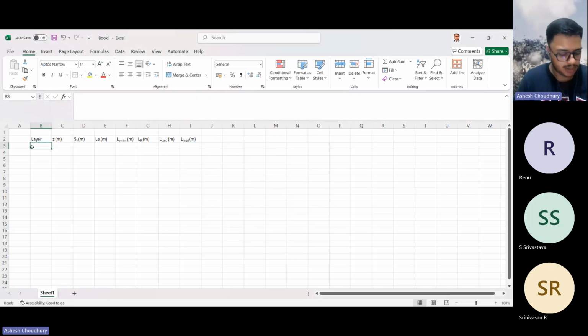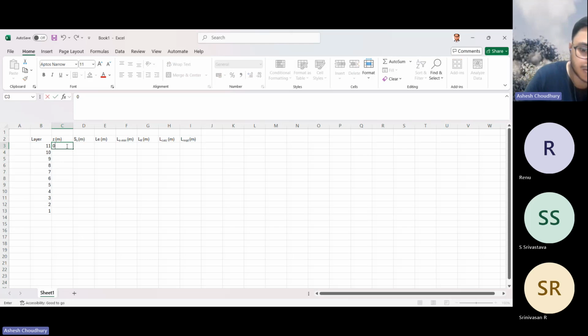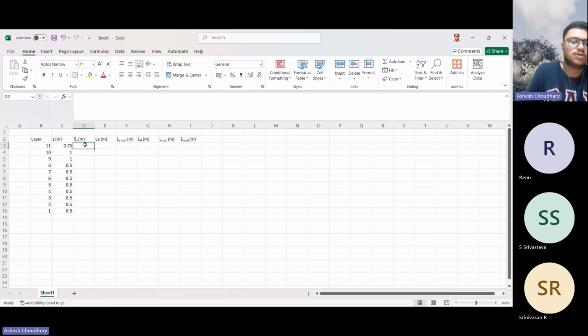Okay, so what are the layers? 11, 10, like that, it will go up to 1 layers. Now Z, for the first layer, the depth we gave as point. We have 1, 1, then all are 0.5. This is the SV, right?